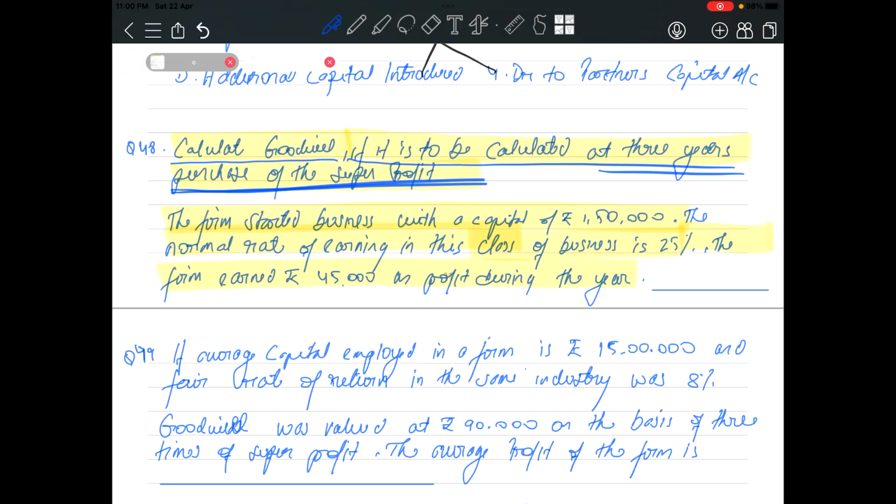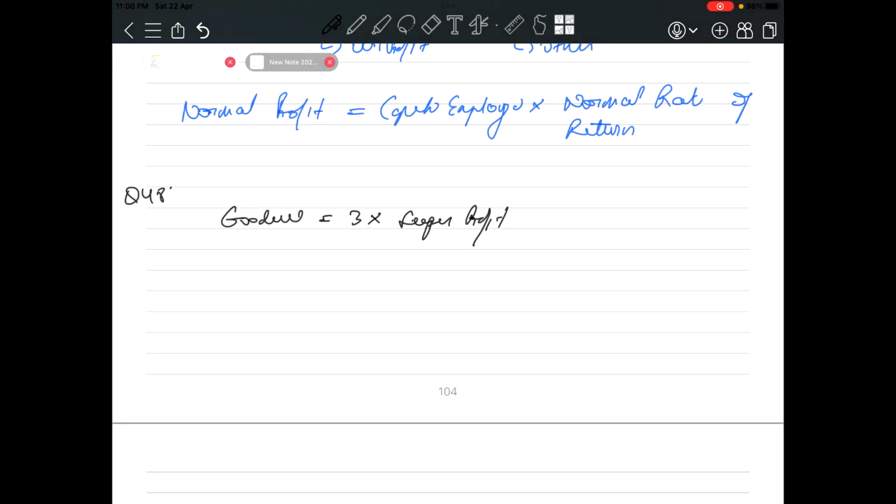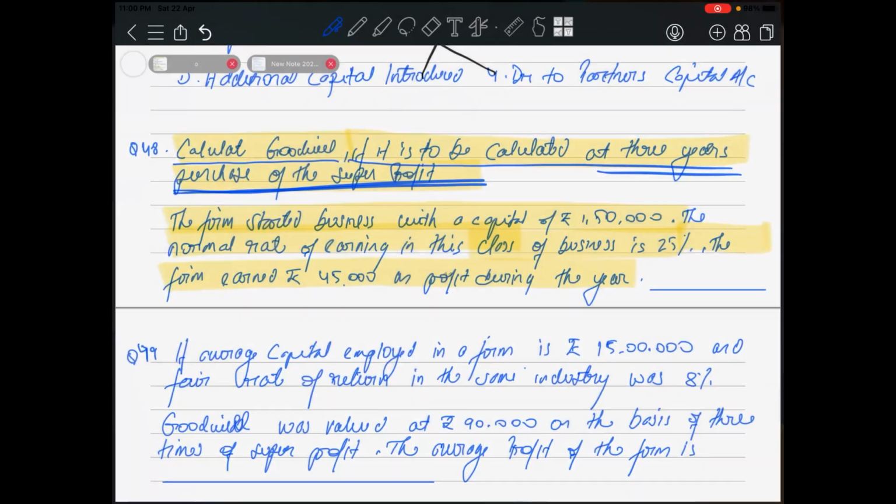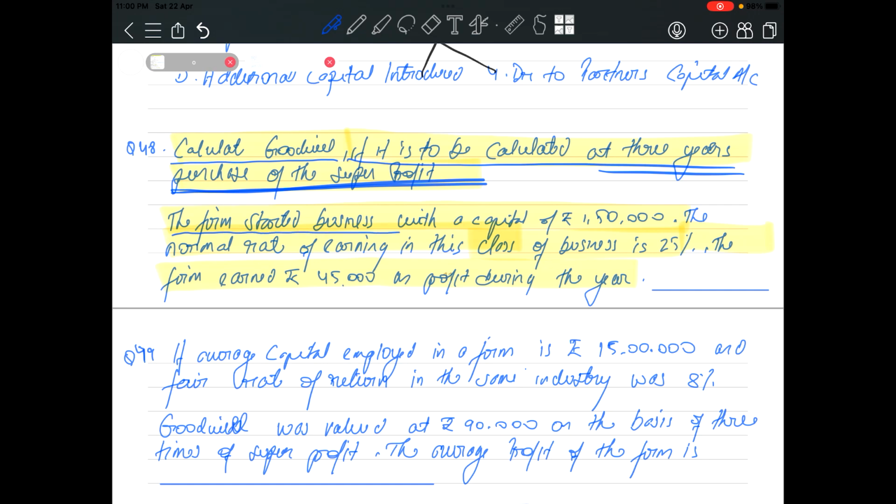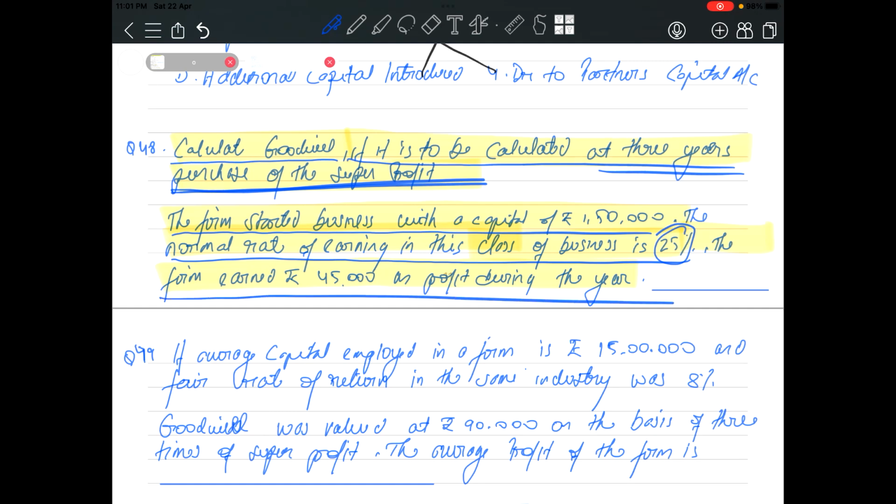For one person to reach, for Rahul to reach Mukesh Ambani and Nita Ambani will take 3 years. So in the previous example we have discussed, the firm started business with capital of 1,50,000. This capital is given to calculate the normal profit. The normal rate of earning in this class of business is 25%. So the competitors in the industry are normally earning 25%. The firm earned 45,000 as profit during the year, which is the actual profit.